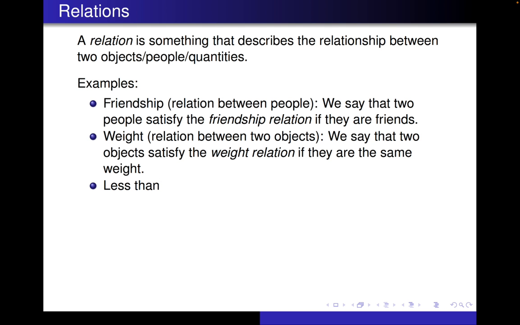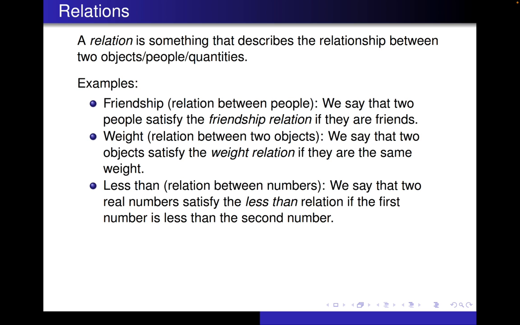Now, if we're talking about numbers, one of the most common ones is the less than relation. And that's a relation between numbers. We say that two real numbers satisfy the less than relation if the first number is less than the second number. So 2 and 5 satisfy the less than relation, but not 5 and 2. If we reverse the order, that is not going to be the case.